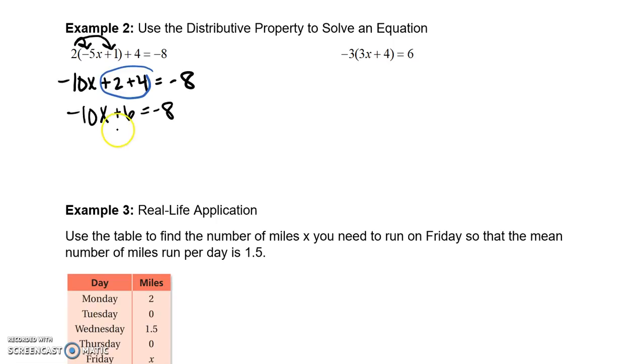And now I'm solving a 2-step equation. So I need to subtract 6 from both sides. You're left with negative 10x equals negative 8 minus 6 is negative 14.